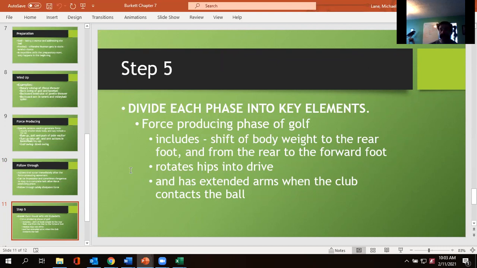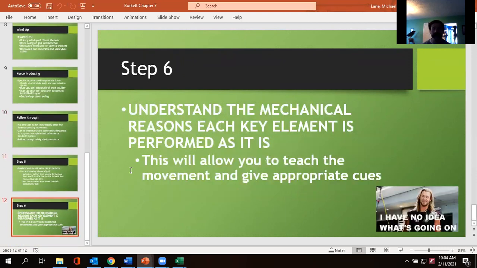So if we're looking at someone in golf, we're going to see the body weight shift from the rear foot to the front foot. We're going to see the hips rotate as they're driving, and we're going to see the arms extend when the club comes into contact with the ball. And by understanding this, we're in turn going to be able to give information when we're coaching an athlete as to what's going on, what mistake they may be making, what they need to work on. So from there, we can give them a bit more education on what needs to be improved, what needs to be adapted.